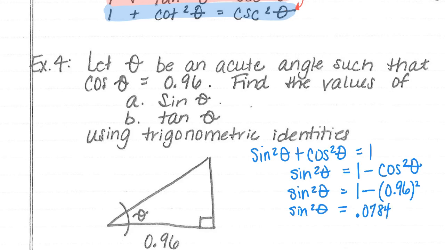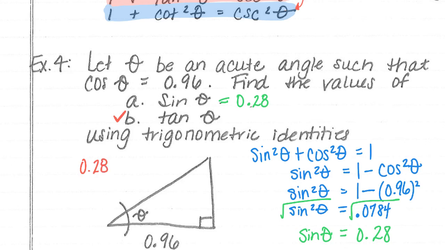0.0784. And then to solve this, I'm going to take the square root of each side. So I know that the sine of theta is equal to 0.28. So I can say, hey, I solved for the sine of theta, 0.28. Now, they also ask us to solve for the tangent of theta. Remember that tangent is sine, which we figured out, over cosine. And when I solve that, I get approximately 0.2916, and I think that was repeating.